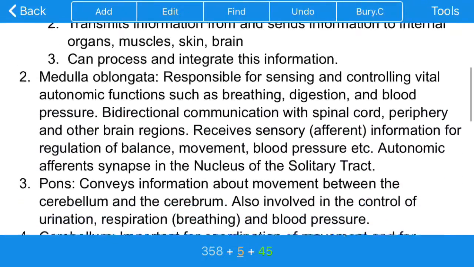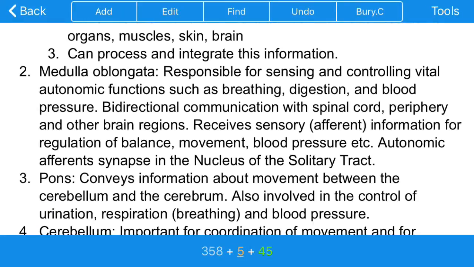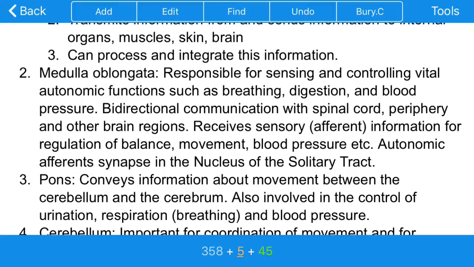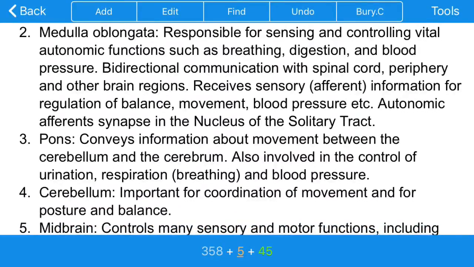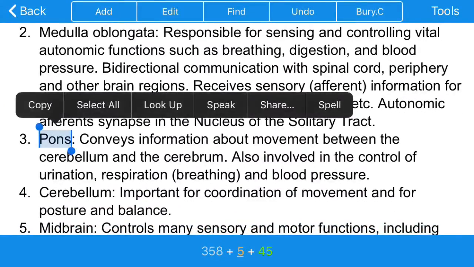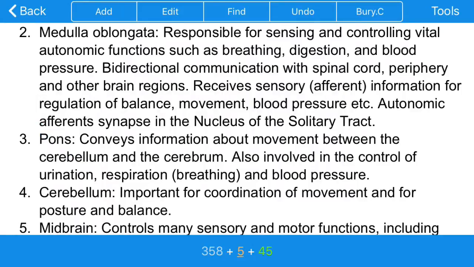All right, medulla oblongata. Responsible for sensing and controlling vital autonomic functions such as breathing, digestion, and blood pressure. Yes, okay, breathing, digestion, and blood pressure. BDBP. Medulla oblongata. That's its introduction. When it comes onto the screen and does this little Power Rangers dance, its slogan is BDBP.